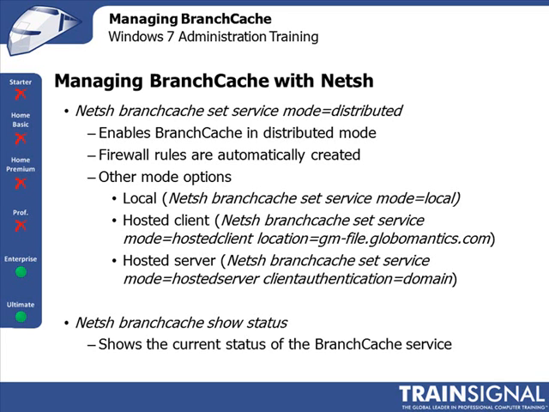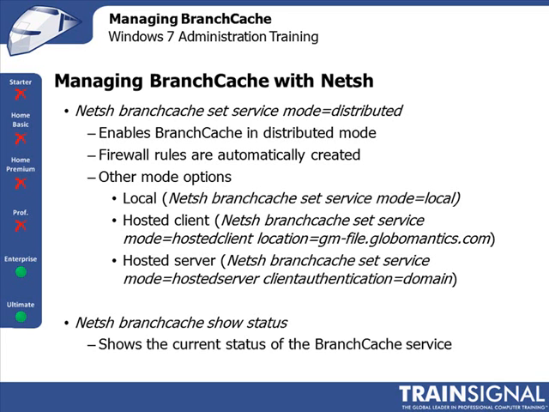There are some other mode options that are available with NetSH branch cache, including NetSH branch cache set service mode local, which will create a local branch cache like we talked about before, hosted client, and hosted server. We're not all that interested in the hosted versions of branch cache in this lesson, so we're not going to do too much about those, but take a look on your screen because there's some configuration and syntax information for hosted client and hosted server modes. The next command is NetSH branch cache show status, and this shows the current status of the branch cache service. We're going to take a look at both of these commands right now.